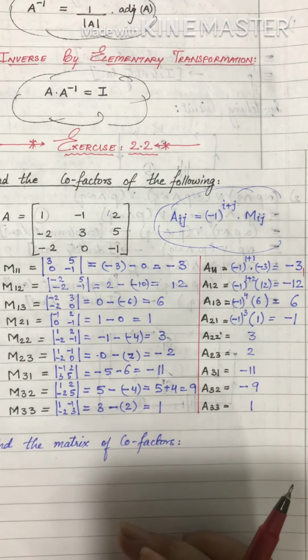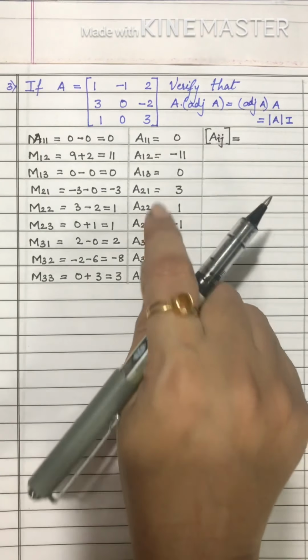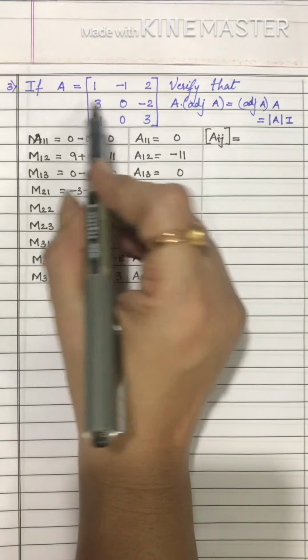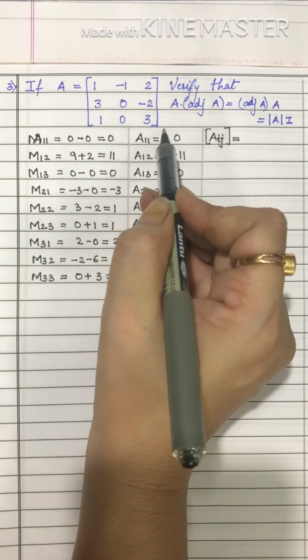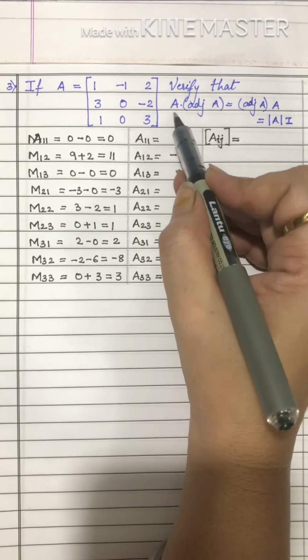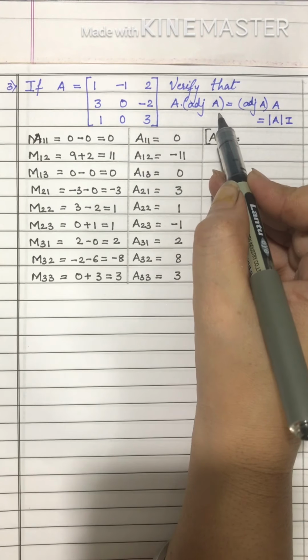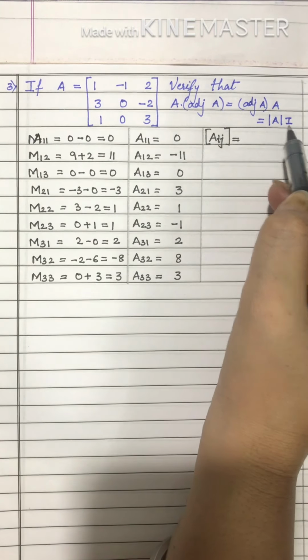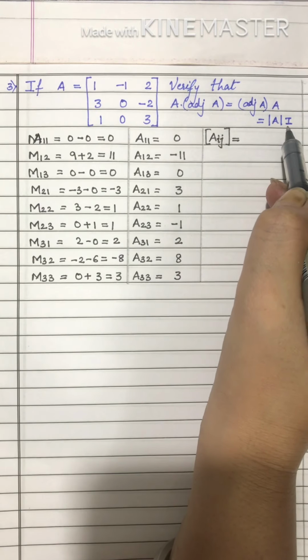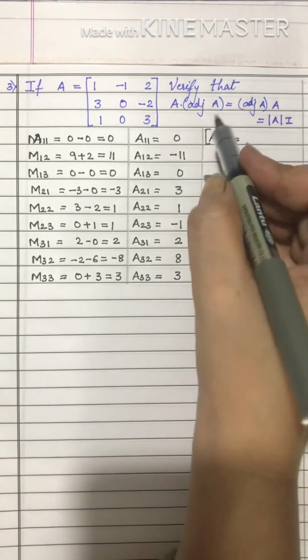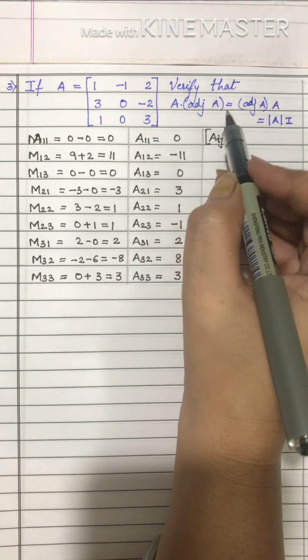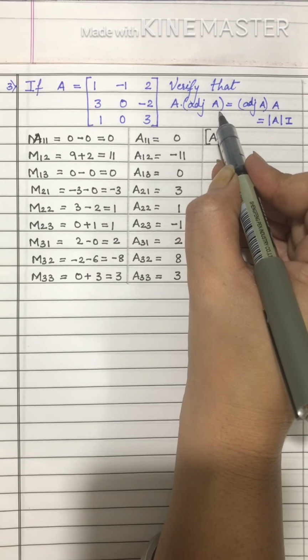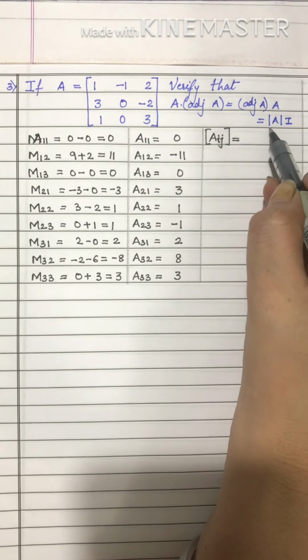Fine. Okay, now this is a very interesting question given. If A is a matrix, a 3 by 3 matrix is given to us, verify that A into adjoint A is equal to adjoint A into A is equal to determinant of A into I. Now here I is the identity matrix, no need to solve anything here. It's understood from the question that we will have to solve for adjoint A, we will have to solve for determinant of A.